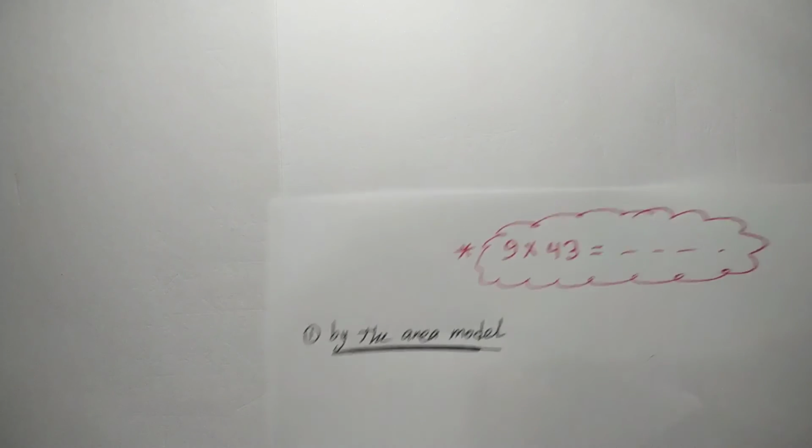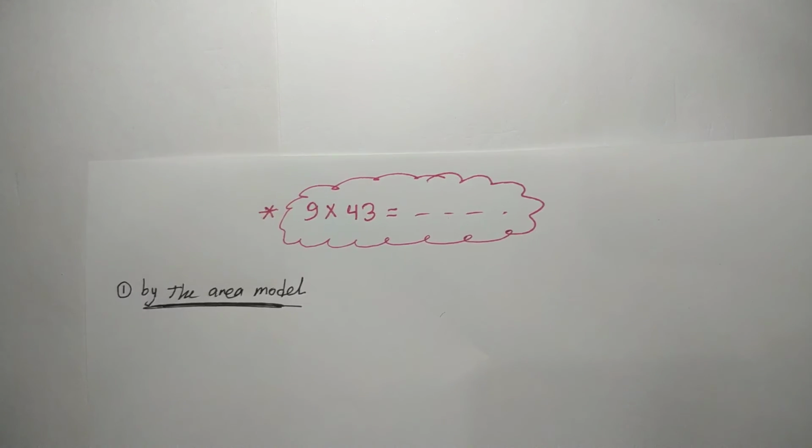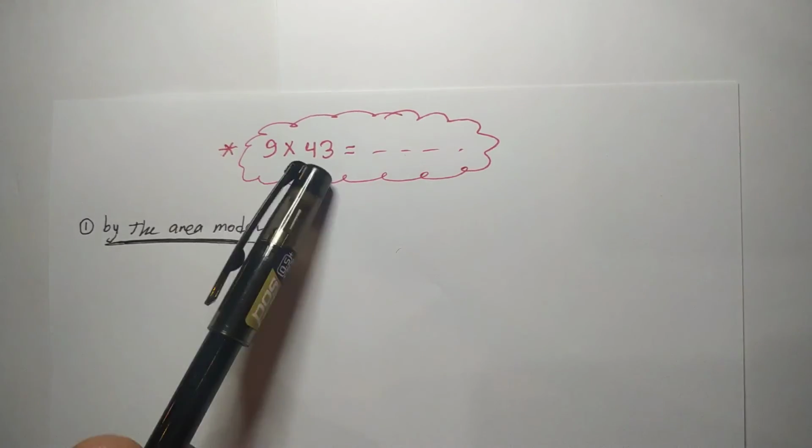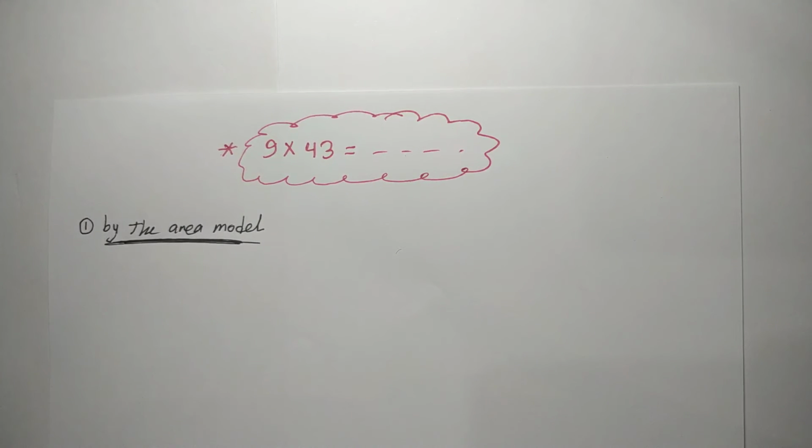It's a challenging example. I have here 9 times 43. I will solve this example by the three ways: by the area model, by the partial product algorithm, and by the standard multiplication algorithm. Start with the area model.